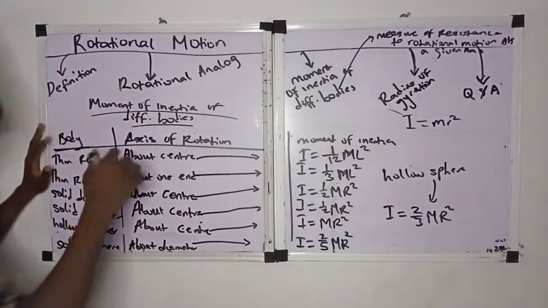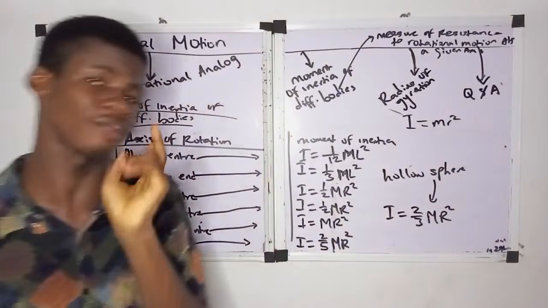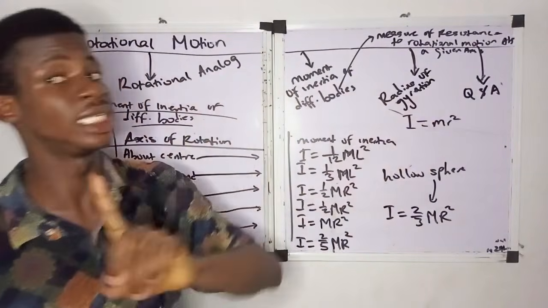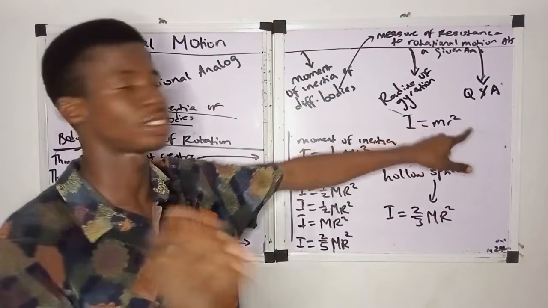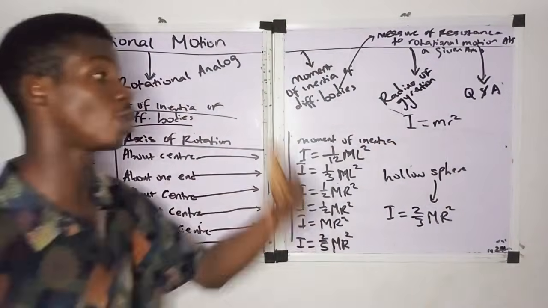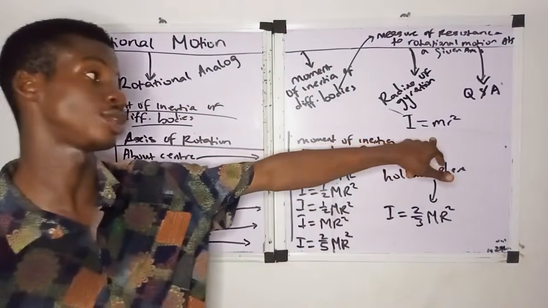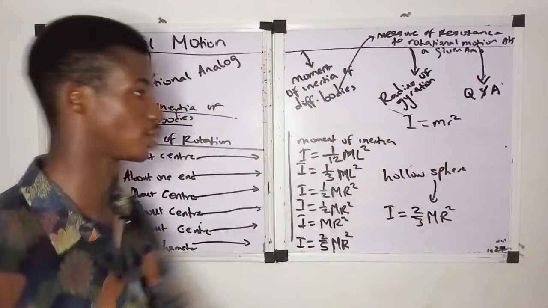Now, different bodies. Remember, the moment of inertia of a body is majorly determined by the mass of that body as well as the radius. It is very, very important. So for a single particle or a single body, moment of inertia is equal to the mass of that body times the square of the radius.